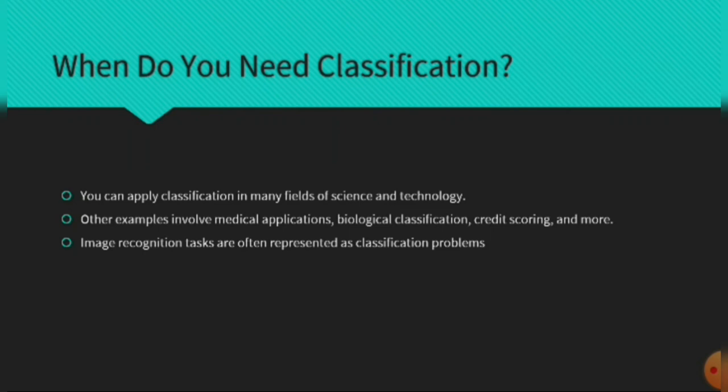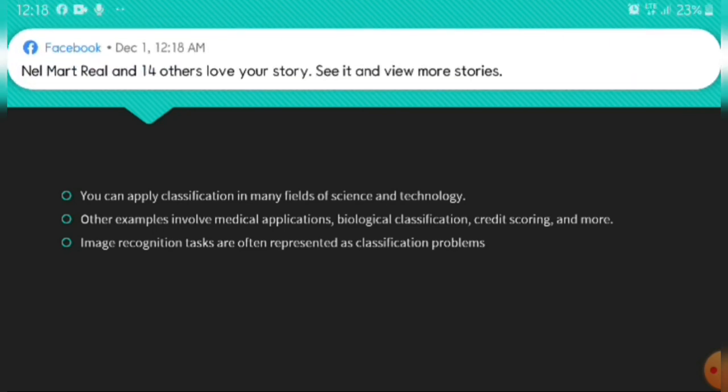So, when do we need classification? So, ayan. You can apply classification in many fields of science and technology. For example, text classification algorithms are used to separate legitimate and spam emails, as well as image recognition tasks, which are often represented as classification problems. Other examples involve medical applications, biological classification, credit scoring, and more.